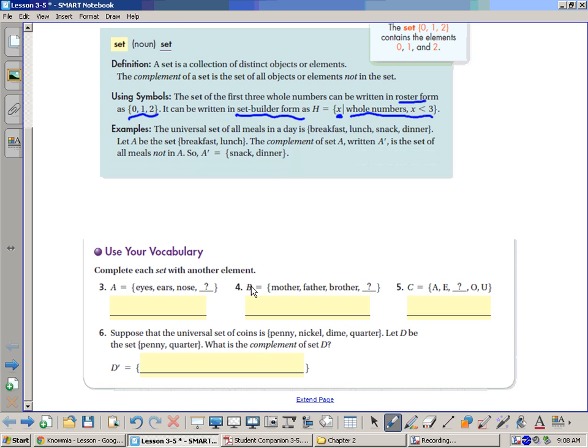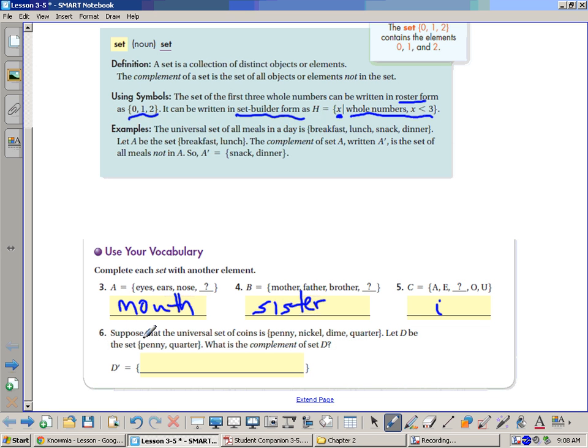So let's do an example. What I'd like to do first here is just complete these sets using similar things. So eyes, ears, nose, and mouth. So mouth would be something that we could add to that set. Mother, father, brother, sister could be added to the set. And then here, A, E, blank, O, U, that's going to be I. We're looking at the vowels in the alphabet.